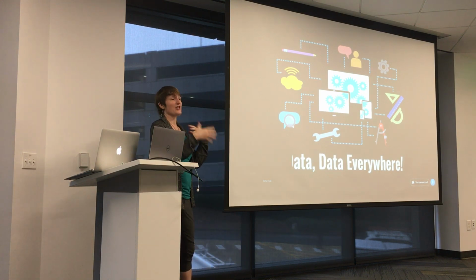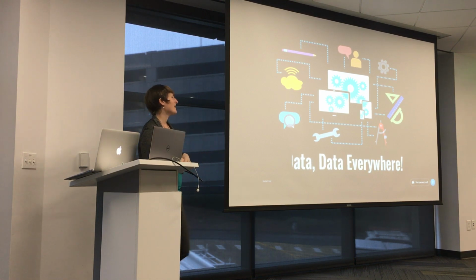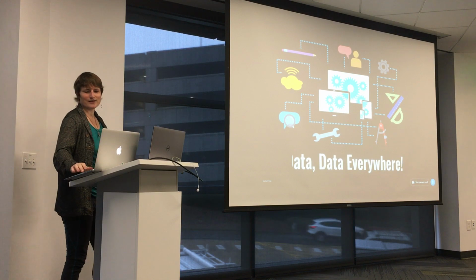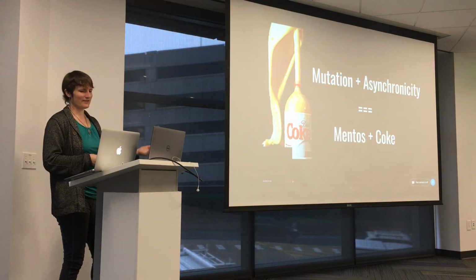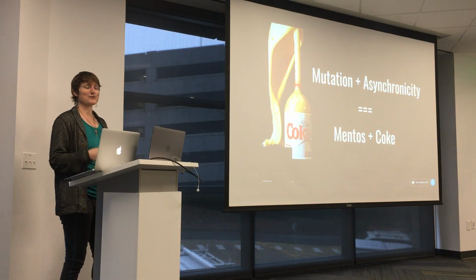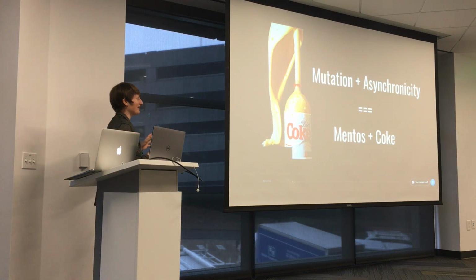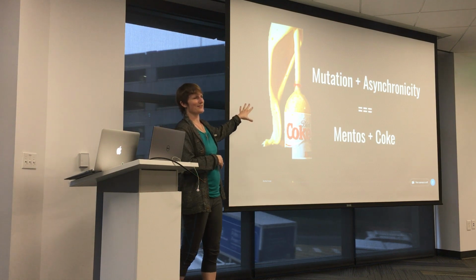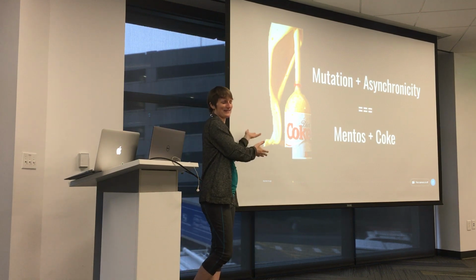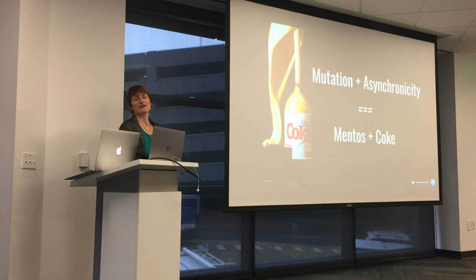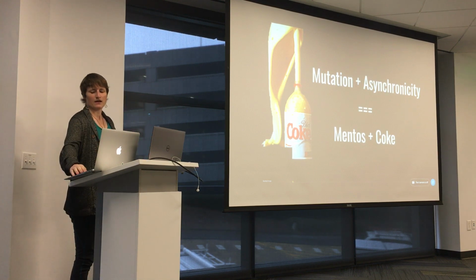And the data is constantly changing, and it's all changing at different times. The changes are coming from different places. So you have mutation and asynchronicity equals Mentos and Coke. It's just a big mess. This, by the way, is a comparison straight from the Redux docs. I didn't make it up. This is what he says. So mutation, the constantly changing data, asynchronicity happening at all different times, and they can get very confused.